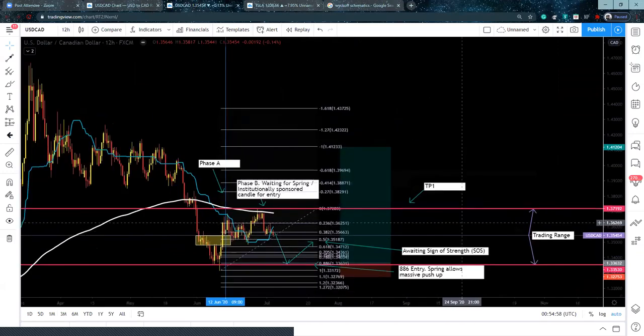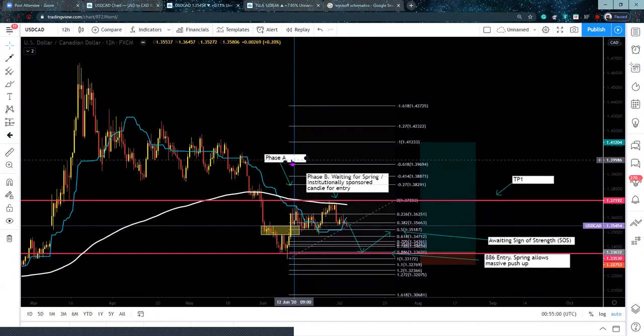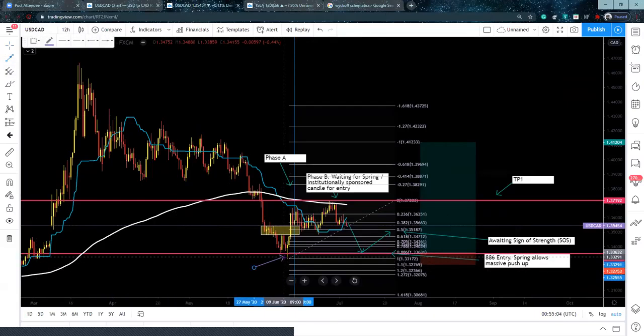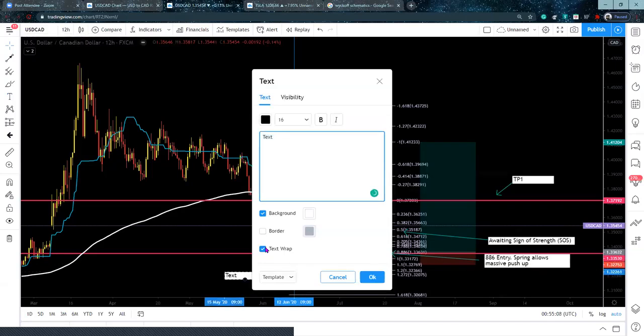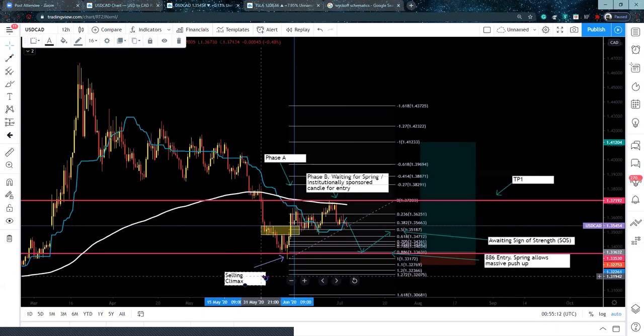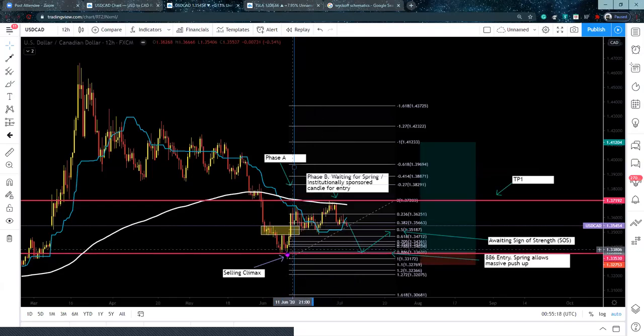So let's look at our phases. We have our phase A, which is the selling climax. So we have our selling climax right here. Pay attention to this level. Selling climax right there. Beautiful. And we have our selling climax right there. Boom. Now what happens? What can we assume about this? It starts buying and then it starts selling.